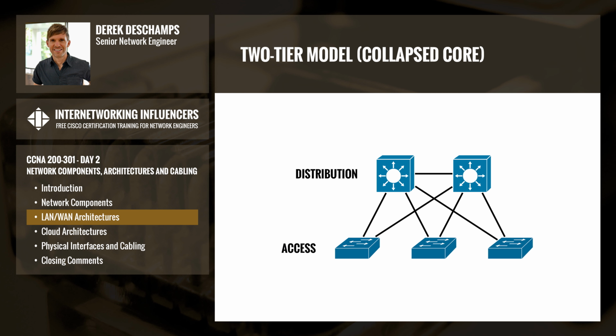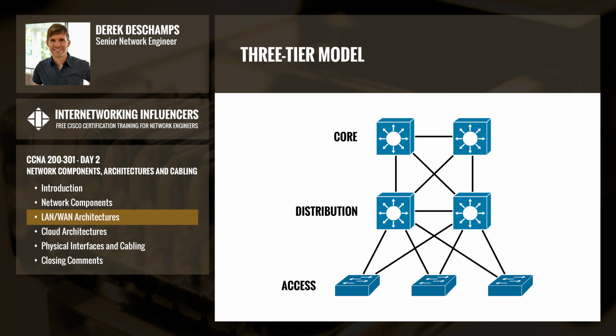For medium-sized local area networks, a two-tier model, also referred to as a collapsed core model, is often used. With a two-tier model, the network is divided into two layers, the access layer and the distribution layer. Access layer switches are used to connect endpoints to the network, while distribution layer switches are used to connect access layer switches together and are responsible for routing traffic within the local area network.